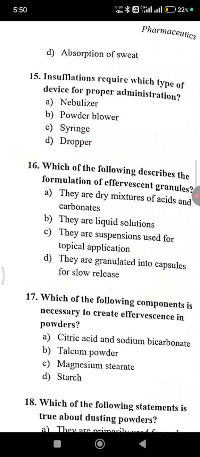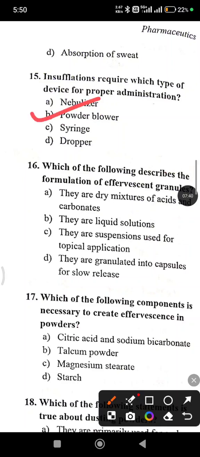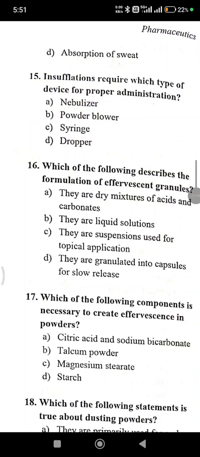Question number 15. Insufflations require which type of device for proper administration? Option B, powder blower. Insufflations require a powder blower.